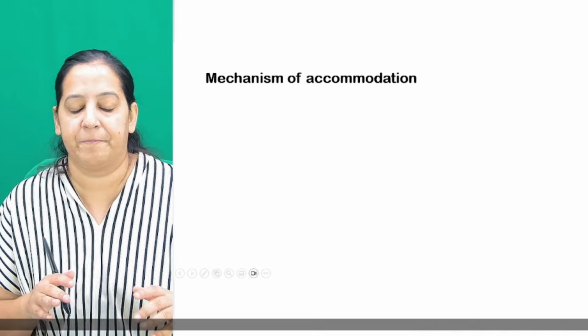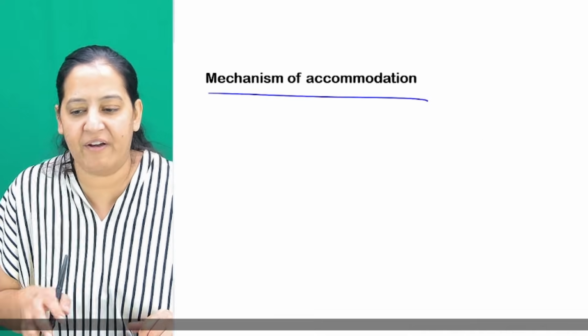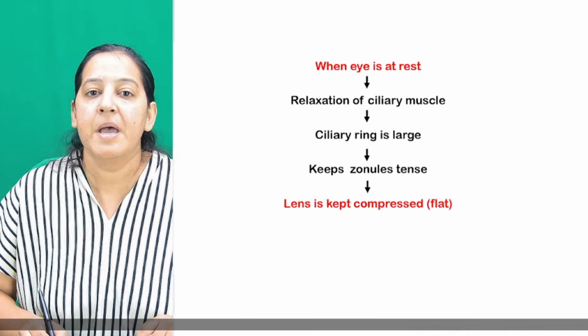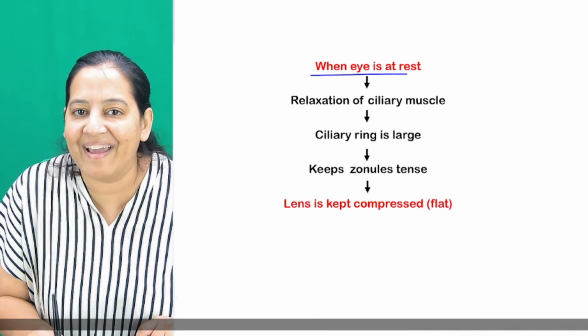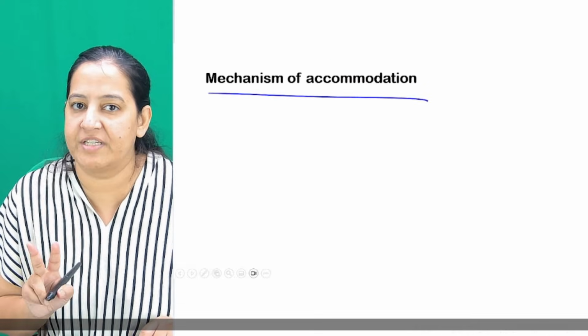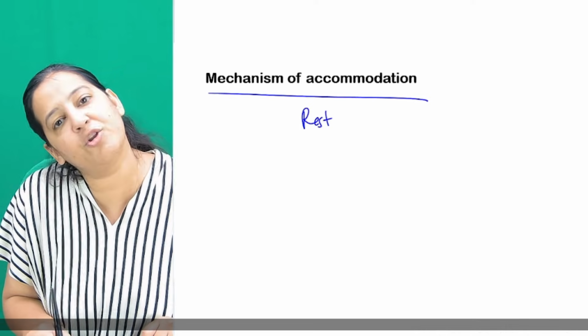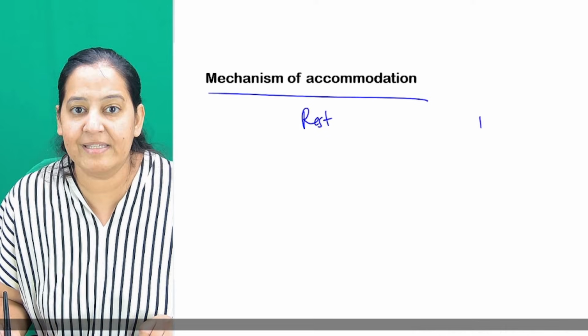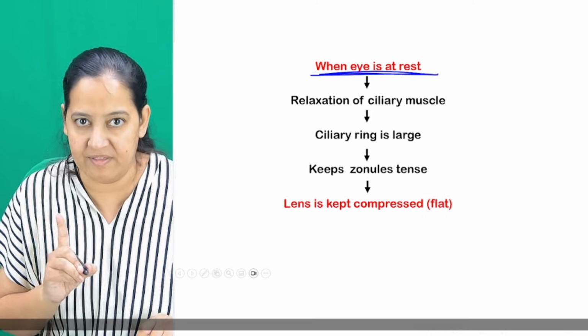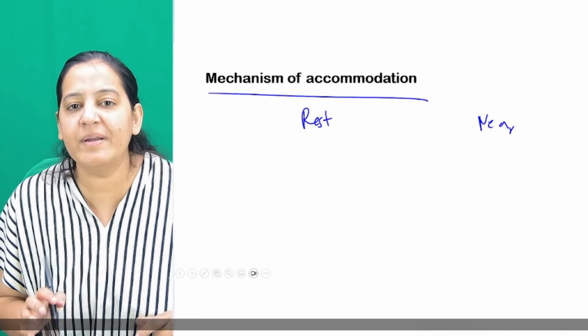So this is accommodation. Now coming to the mechanism of accommodation. After that I will start the disorders of accommodation. Mechanism of accommodation, when the eye is at rest. Two flowcharts I will tell you. When the eye is at rest, I mean the object is far, and when the eye is looking at a near object. Two flowcharts we will see.